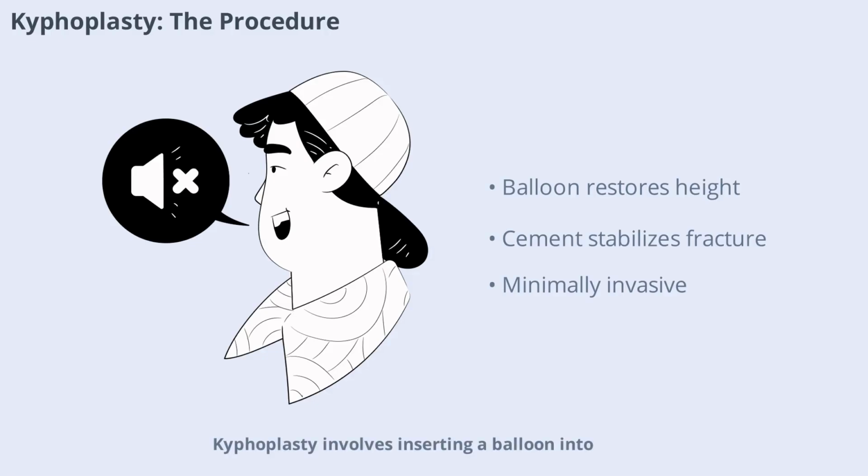Kyphoplasty involves inserting a balloon into the fractured vertebra to restore its height, followed by injecting bone cement to stabilize the bone and relieve pain. This minimally invasive technique has become a mainstay for treating OVCFs, offering rapid pain relief and improved mobility. However, the procedure's effectiveness and complication rates may vary depending on whether it's performed in the thoracic or lumbar spine, due to anatomical and biomechanical differences.